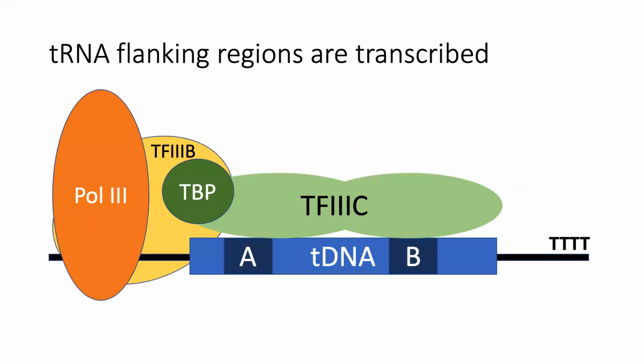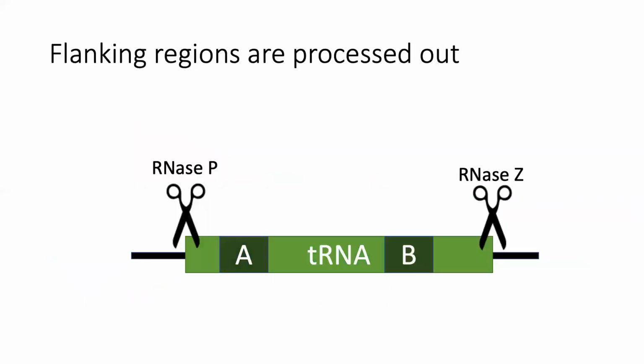Now, looking at tRNA specifically, they have internal promoters. Pol3 starts transcribing upstream of the tRNA gene, and it stops once it reaches the poly-T signal at the 3' end, which means that the flanking regions of tRNA genes are transcribed along with the tRNA and processed out by RNases post-transcription. So they're transcribed but not part of the functional mature tRNA unit.